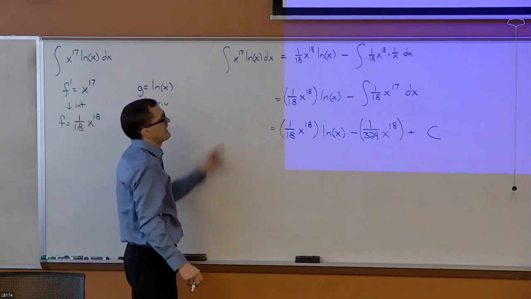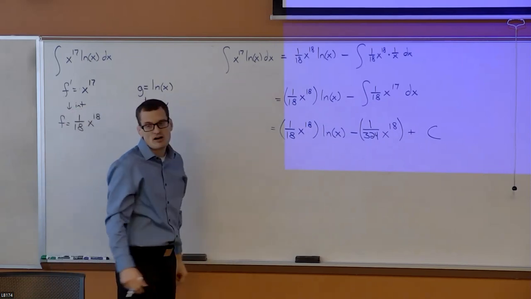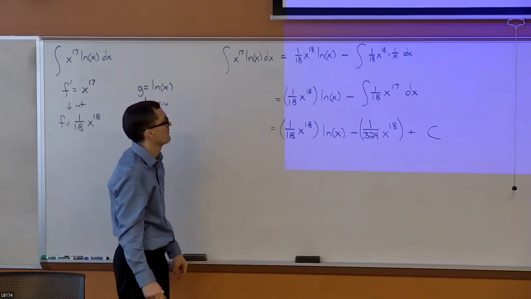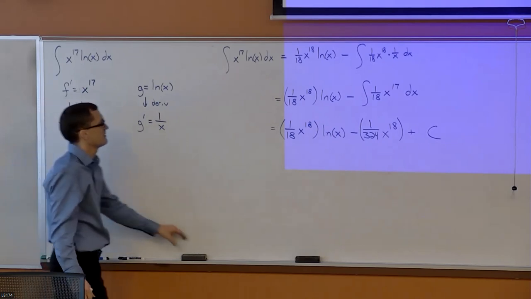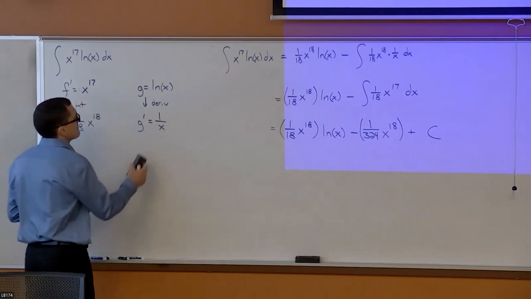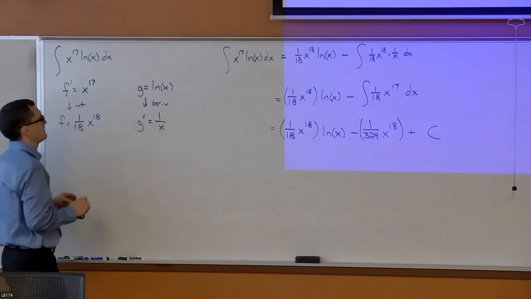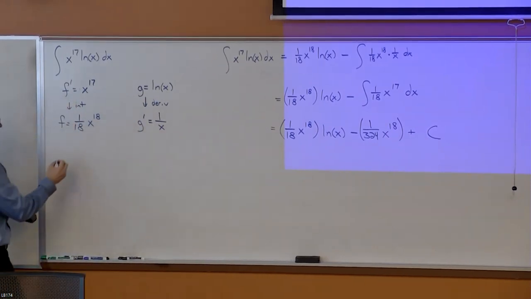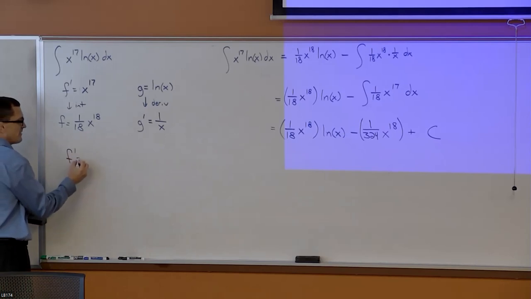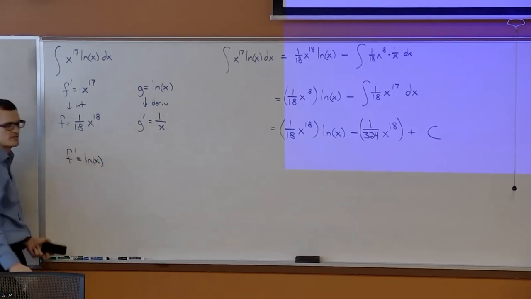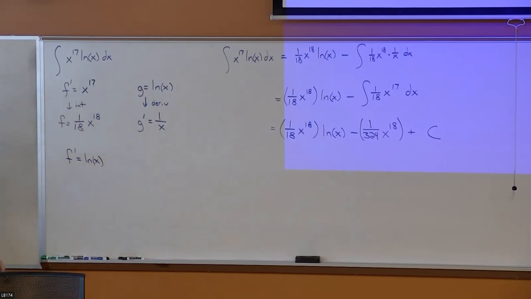So every time we have to deal with natural log multiplied times a polynomial, this is the way we deal with it. And one of the reasons we wanted to is that if we try to make f prime be natural log, we have to find the antiderivative of natural log. Turns out it's not simpler than natural log.